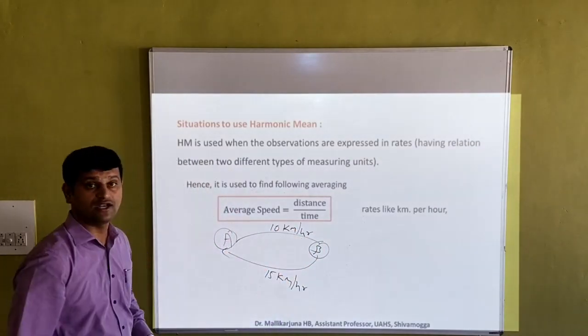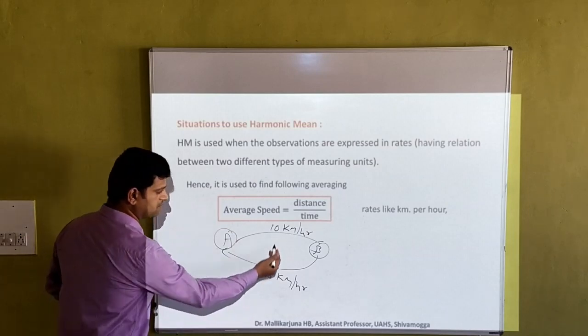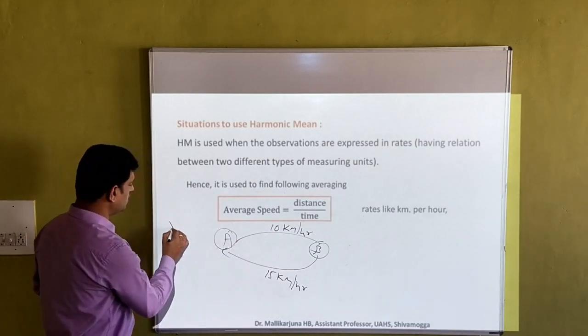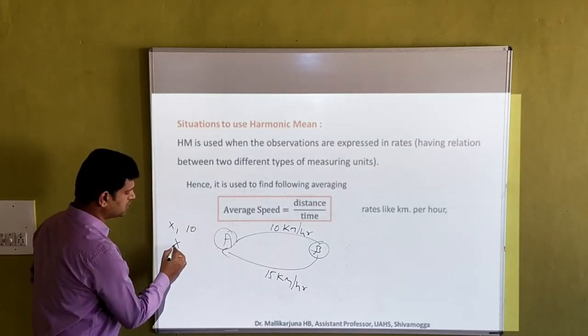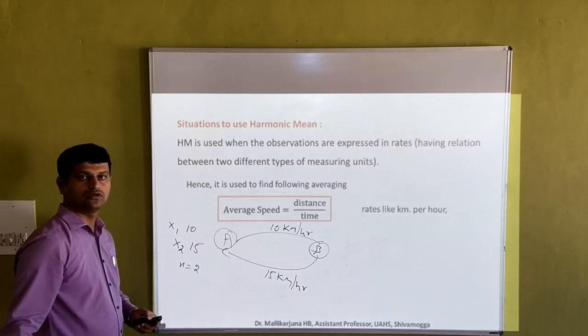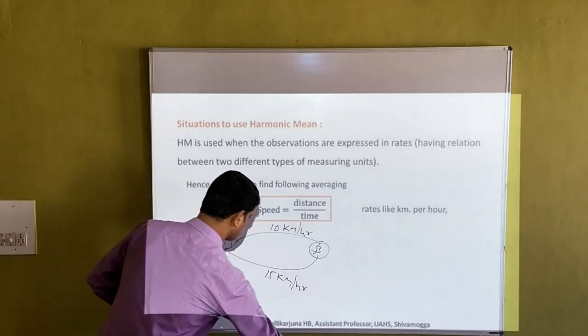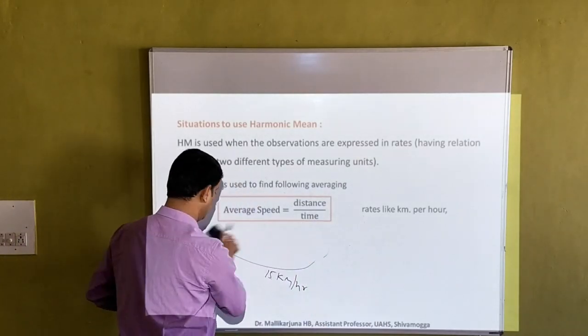In this case, to find out average speed, we use harmonic mean. The observations are 10 and 15. X1 is 10, X2 is 15, and N, the number of observations, is 2. We have to use the harmonic mean formula, not the arithmetic mean.